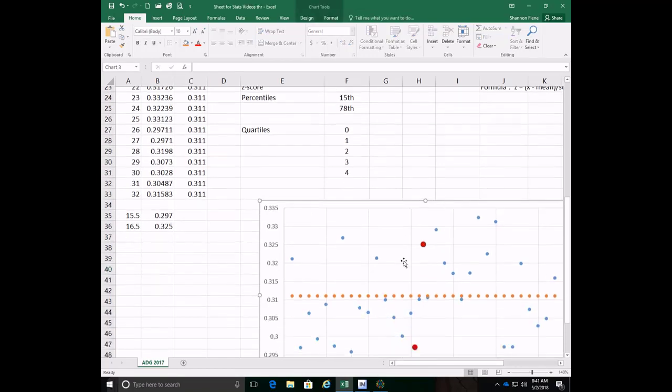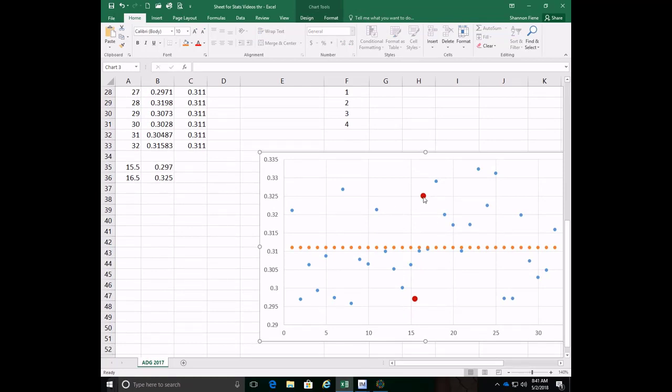If you look at this chart here, I have those 2 points graphed in the red. You can see the mean in the orange, and these are our other data points. And so we want to get an idea of where the relative standing is.